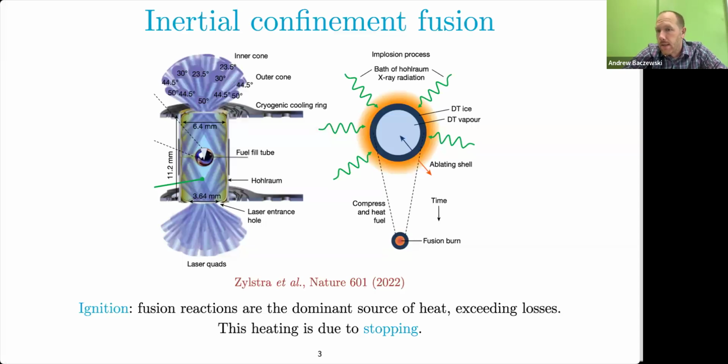This heating process is due to stopping power, though, and stopping power is the key thing that we're going to be talking about simulating on a quantum computer today. But to get into why it's useful to simulate things like stopping power, it's useful to consider first how targets like this are designed.